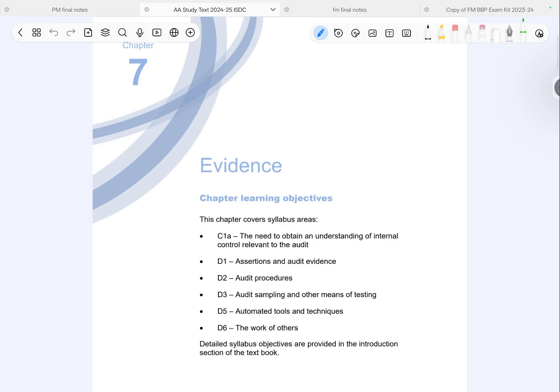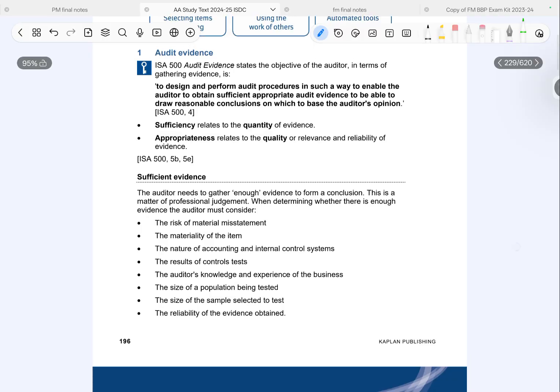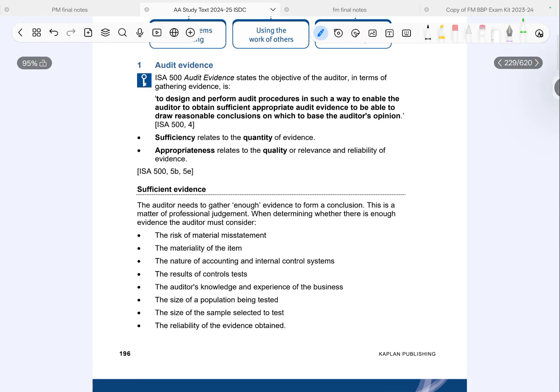Let's continue with our revision series, and today's chapter is going to be chapter number 7, which is evidence. So let's talk about audit evidence. Basically, the proof an auditor collects before giving their opinion, because obviously, no proof, no opinion.